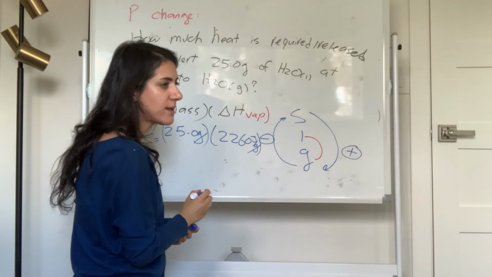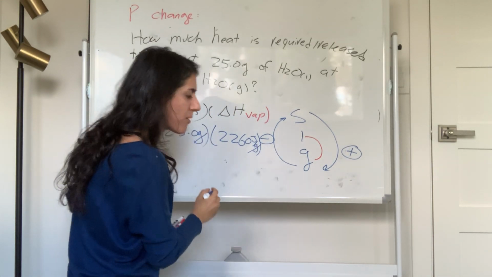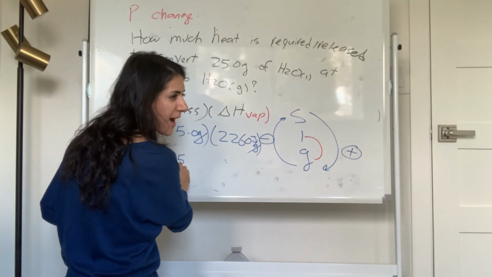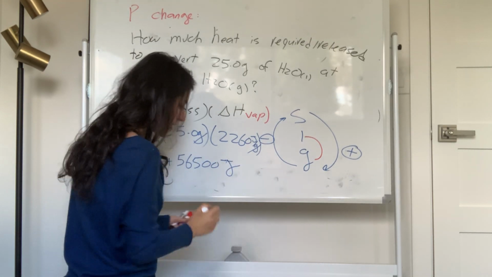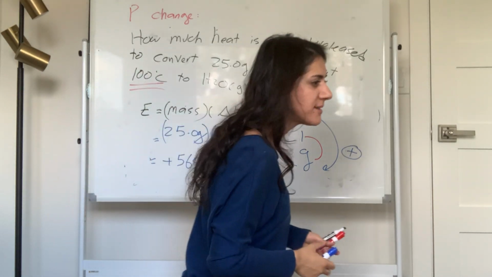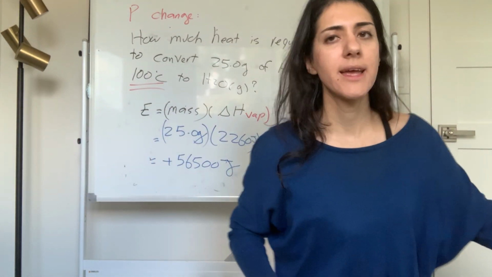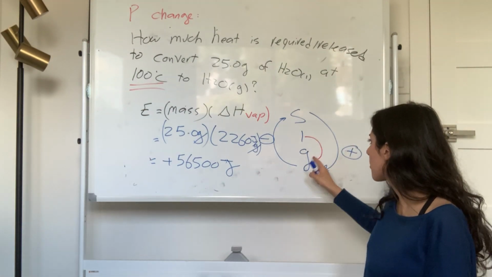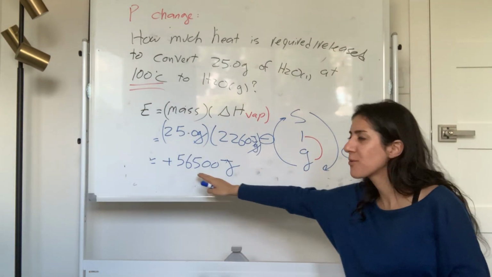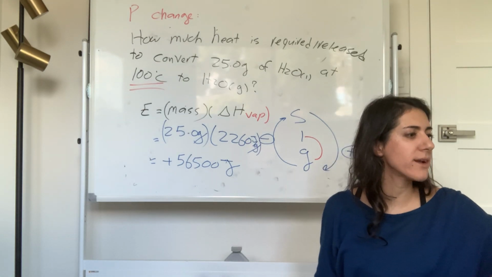What I end up getting is positive 56,500 joules. Now, what type of reaction is this? It requires energy, it's an endothermic reaction, and I already knew that because when I'm going liquid to gas, that's an endothermic reaction. So it requires energy.